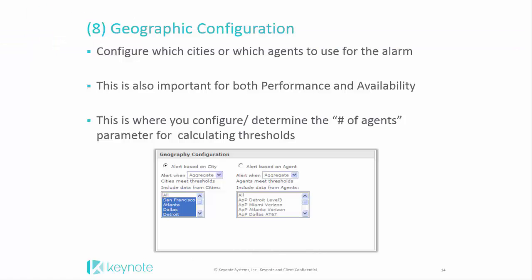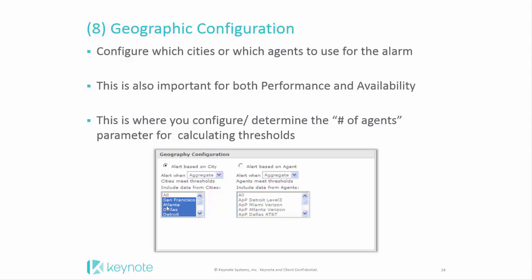Keynote alarms have a geography configuration feature. This lets you do two things. First, it lets you eliminate or subselect from the agents in your agent group. The reason you'd want to do that is if one agent is chronically showing trouble and you want to have the calculations occur without taking that agent into consideration.